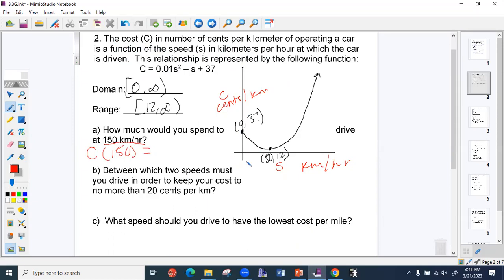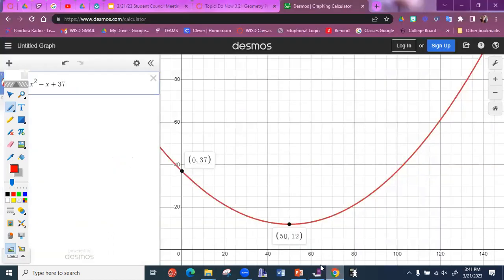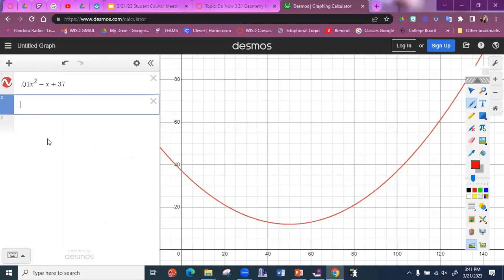Okay, and there's a couple of ways that you can solve this. We're going to talk about way number 1. Way number 1 is I literally am just going to substitute in 150 for x. So we have 0.01 times 150 squared minus 150 plus 37. Y'all just going to let me write it too. And what do we get? 112. Do we see that?